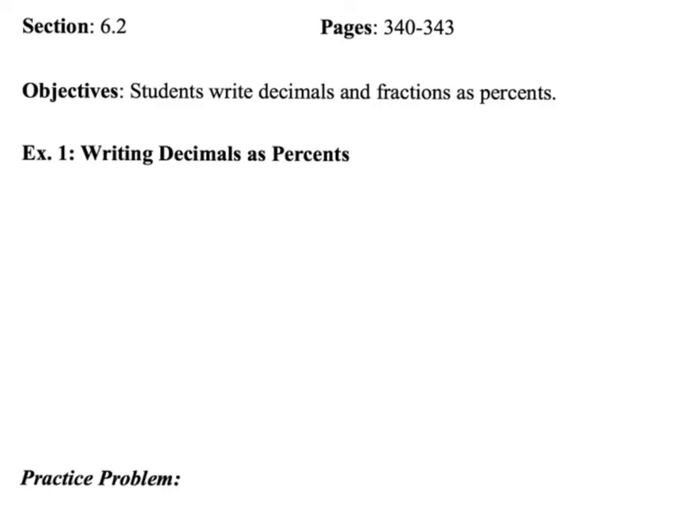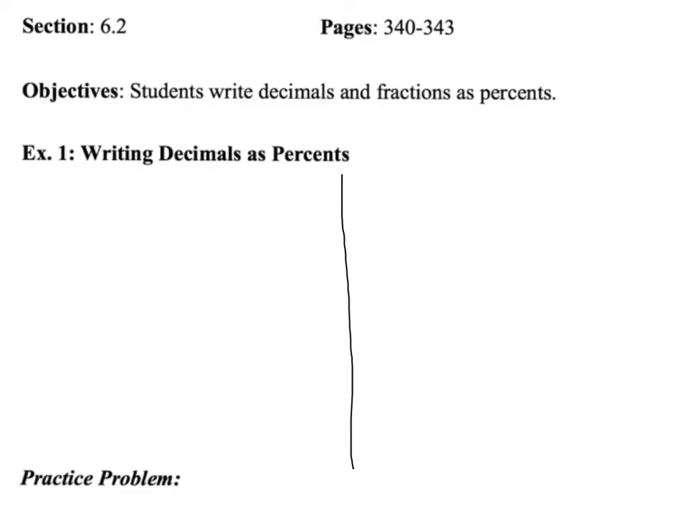In section 6.1, we wrote percents as decimals and fractions. But for section 6.2, we're going backwards. This time, we're going to write decimals and fractions as percents. So for example 1, we're going to focus on writing decimals as percents. And there are two ways to do that. So go ahead and split your workspace in half.